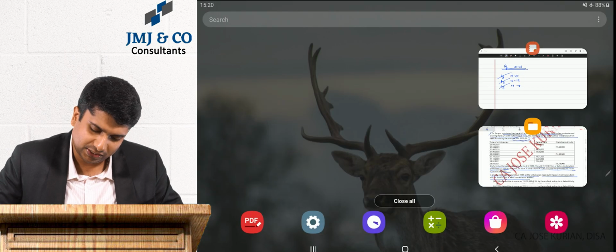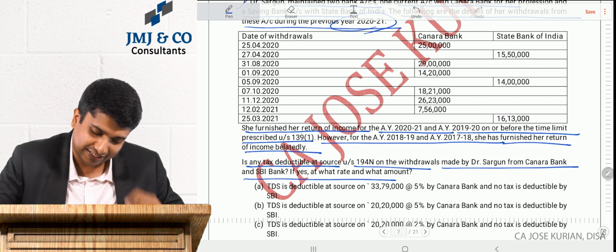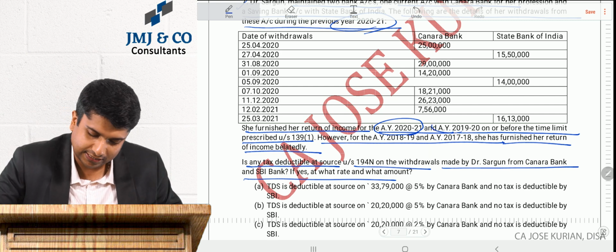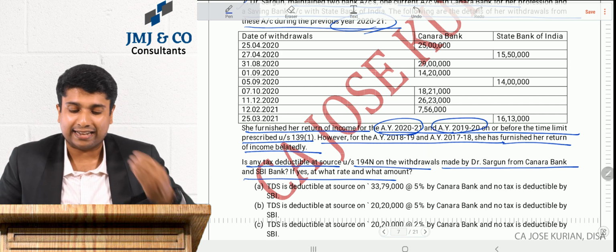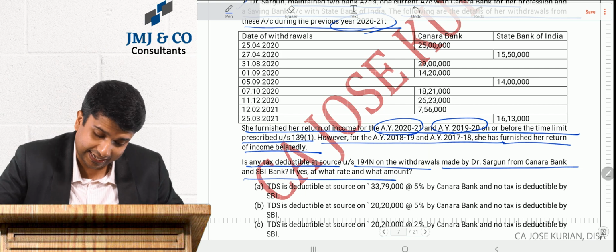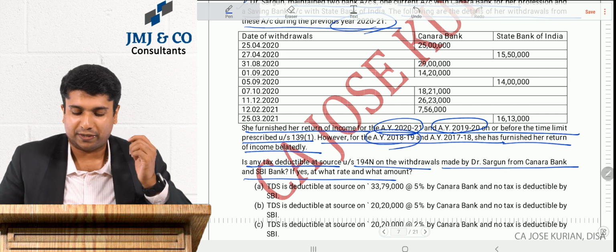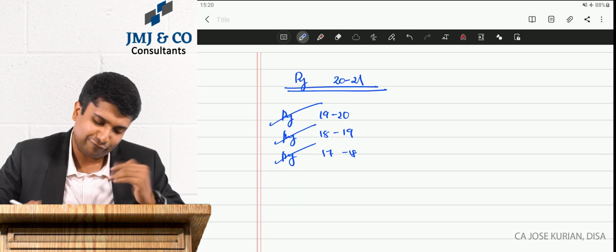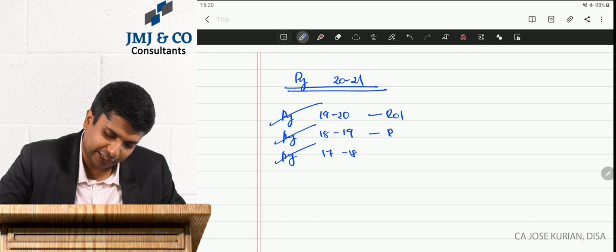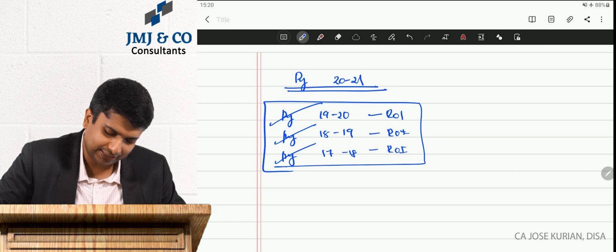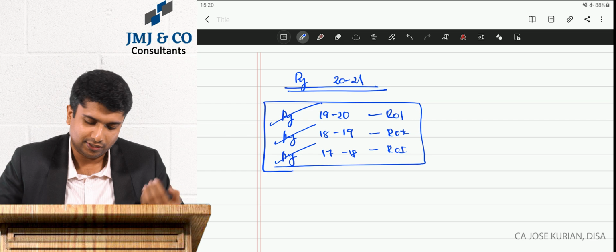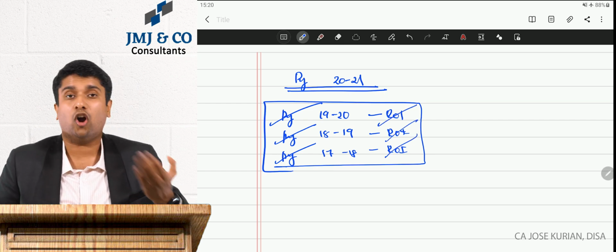Alright, so as per the question, it's very clear that she furnished a return for AY 2021. That means PY 1920 she furnished. Then AY 1920, in 18-19 PY also she furnished. Then again for AY 18-19, that means previous year 17-18 also she furnished a return but belatedly. No problem. The point is she furnished her return in all. So the point is, if she hasn't furnished a return in any, here she furnished a return in all 3.